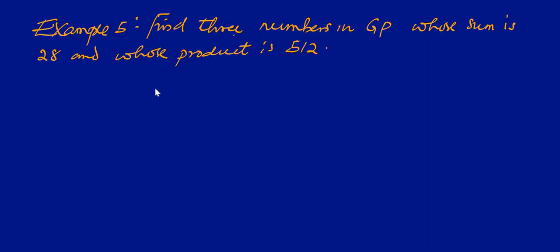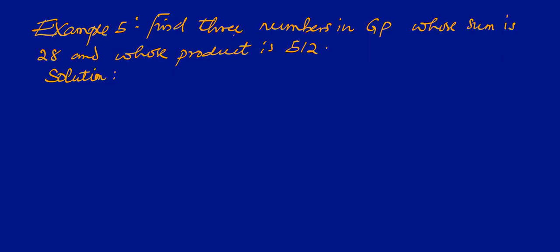Good day, students. Today we are going to take a look at an example on geometric progression. Now, this is a very unique problem which you have to pay attention to understand. So let's take a look at the solution. Before we do that, let's read the question. Find the three numbers in GP whose sum is 28 and whose product is 512.